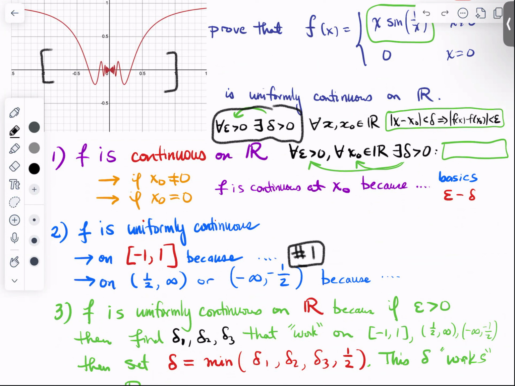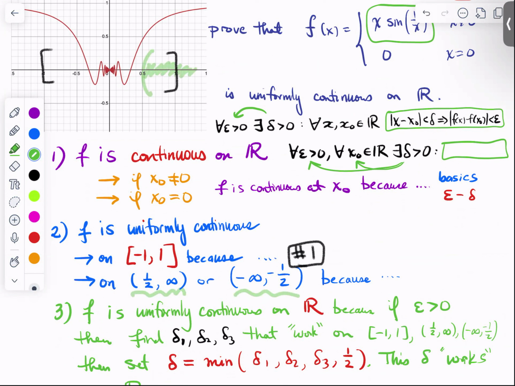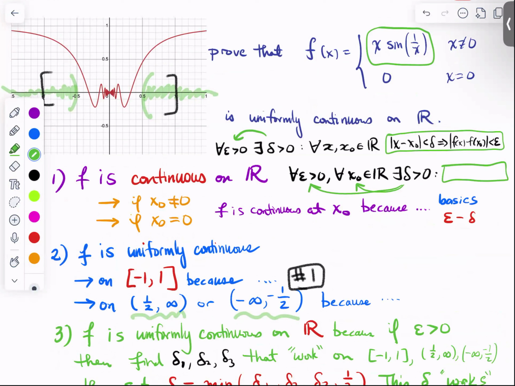So now what we're going to do is we're going to kind of shift perspectives a little bit, and we're going to look at some infinite intervals starting at 1/2 and going off to the right, and the analogous picture to the left. And if we look at our function, well, out there our function is just x times sine of 1 over x. And as we notice, the slope seems to be kind of tapering off.